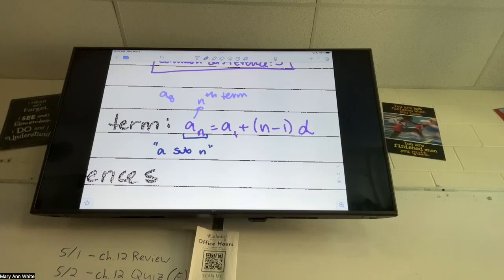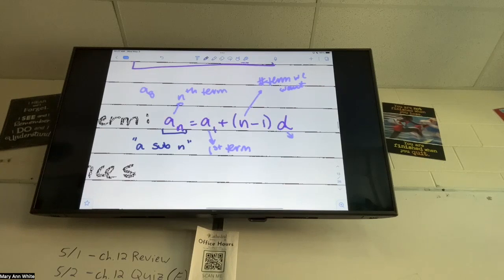So this is not 8, this is like the kid's name or the number. What actually is 8 is my n over here. This is actually the number term we want. So if I want the 10th term, 10 goes for n. If I want the 57th term, 57 goes in for n. The a sub 1 term is going to be my first term, so the first number in your sequence. And then any guesses what d is?